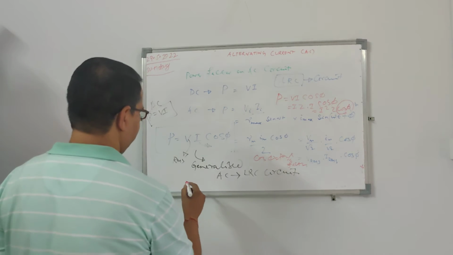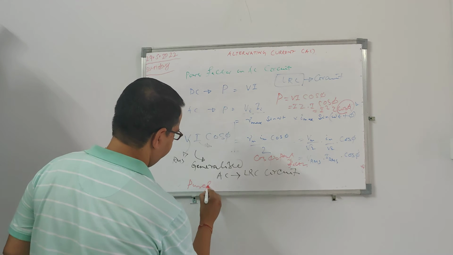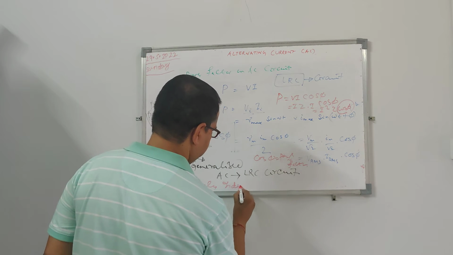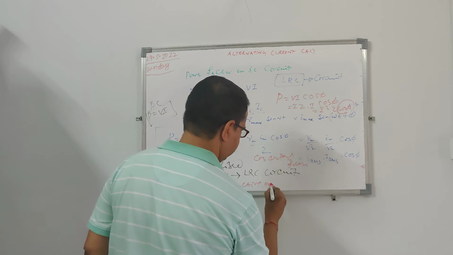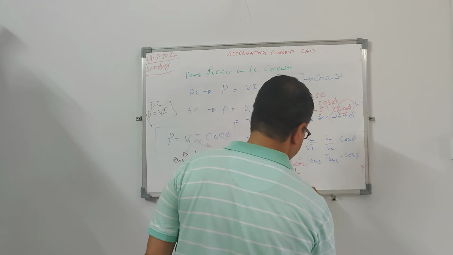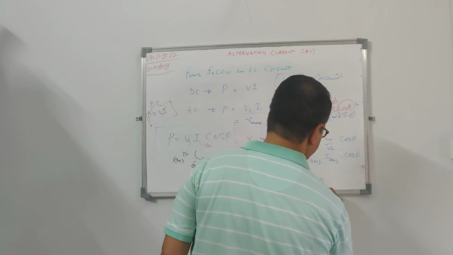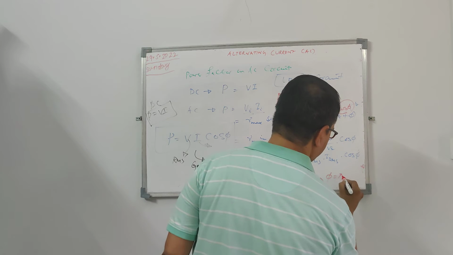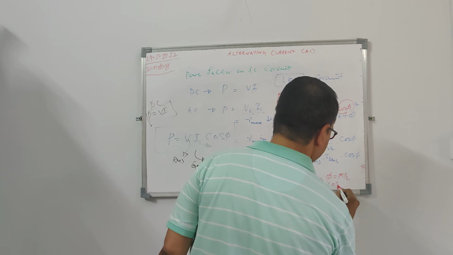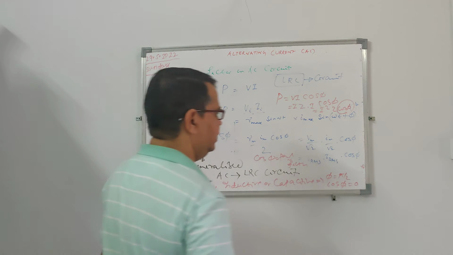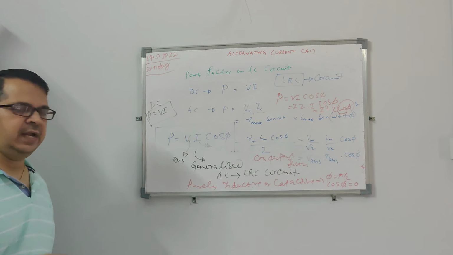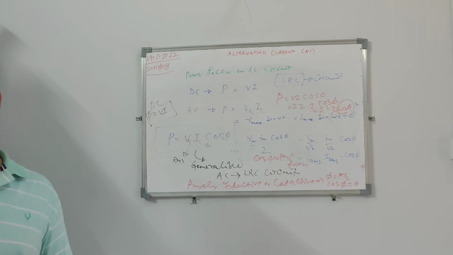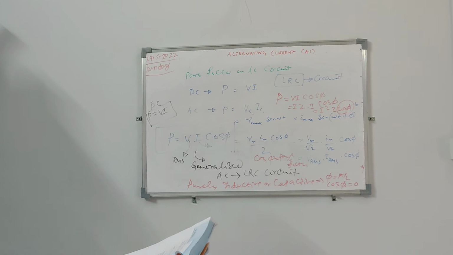So purely inductive or capacitive implies phi is equal to pi by 2. That means cos phi is equal to 0, right? So a purely inductive and capacitive circuit gives rise to wattless current. When the power factor is 0, the current is wattless.